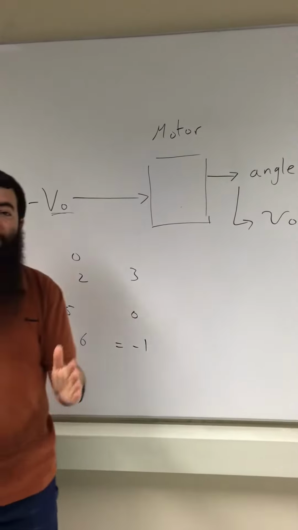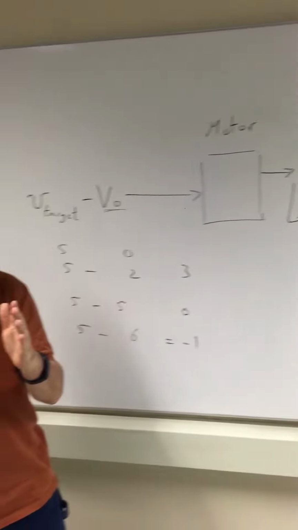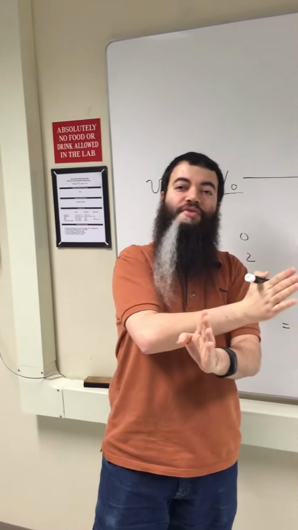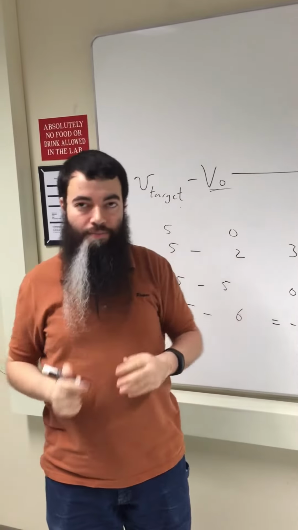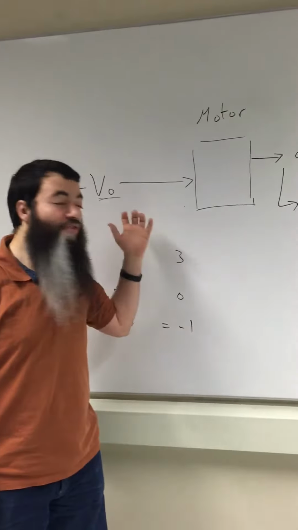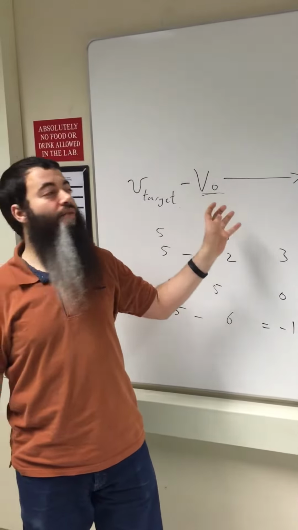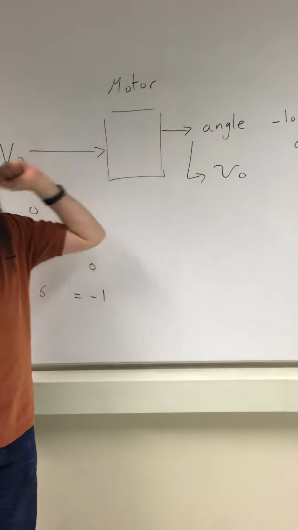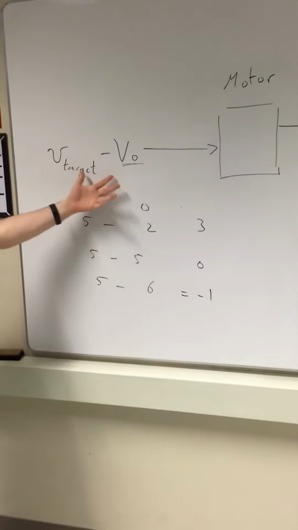So we have this 5 volt target. If we are below it, we push the motor towards 5 volts. If we are past it, we push it back. So with this very simple control circuit, we can force the motor to settle on the angle we want, or the volt we want. How to implement this circuit?